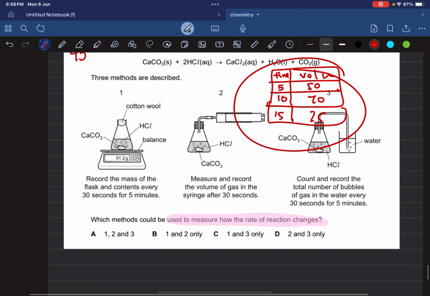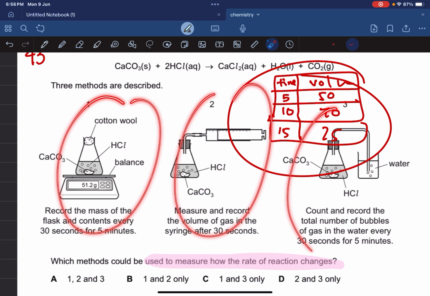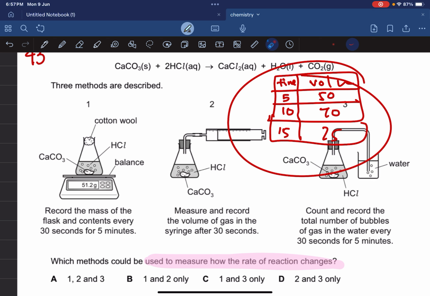Okay, so now let's check which of these fulfills my condition that I have to check the rate. Record the mass of the flask and the contents every 30 seconds for 5 minutes. Okay, that's correct.